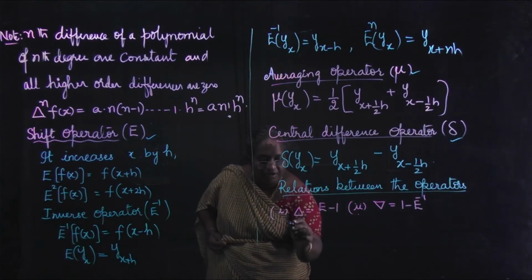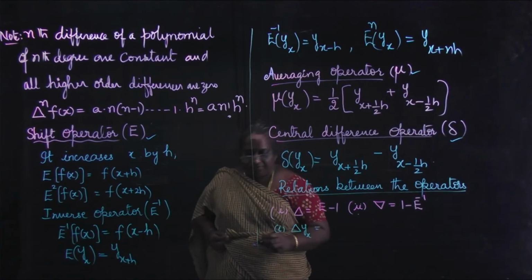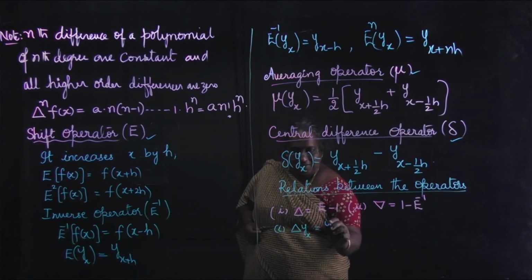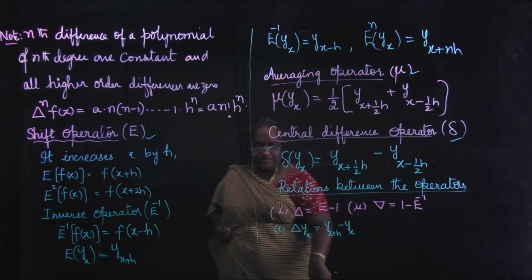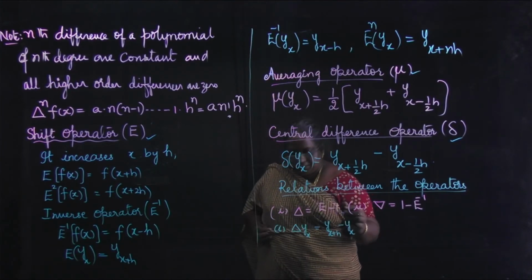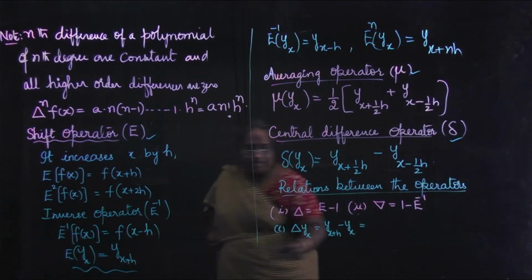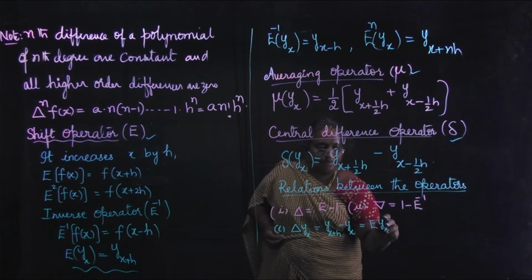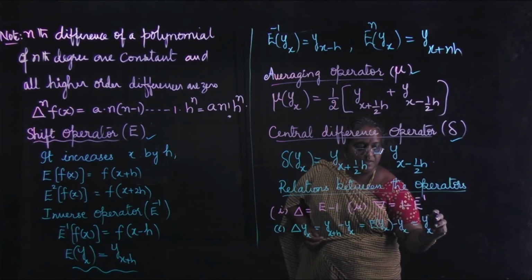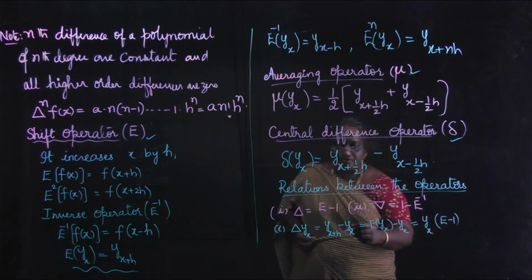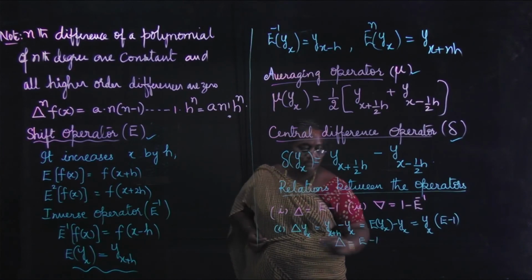For the proof of the first one, I apply the forward operator, delta operated on y x. So what do we get here? We get y of x plus h minus y of x. This is the same as, how can I write y of x plus h? I can write it as E of y x minus y x. If I take y x out as common, this is E minus 1. Therefore, the forward operator is equal to E minus 1.